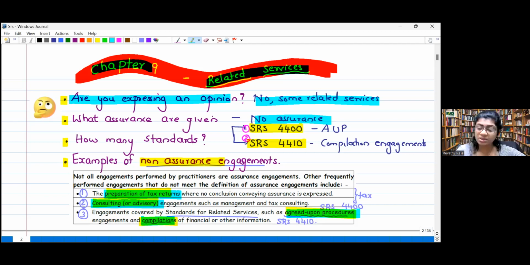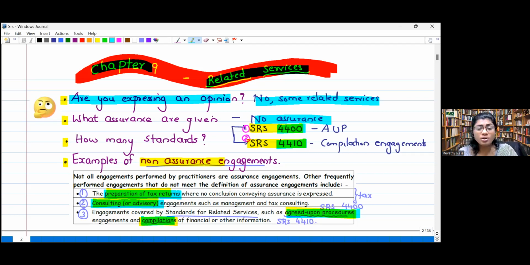In an audit, you give reasonable. How many standards are there in the SRS series? I'm asking you, SRS series, how many standards? Just two, 4400 and 4410. Now, what are those two standards? 4400 is AUP, agreed upon procedure. You remember our example, trade payables. 4410 is compilation engagement, where we will compile, assisting the management in preparing the FS, financial info.